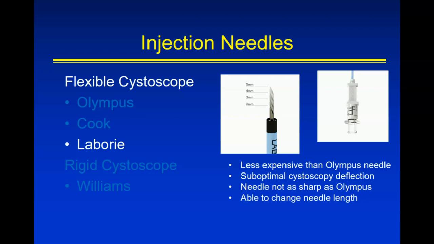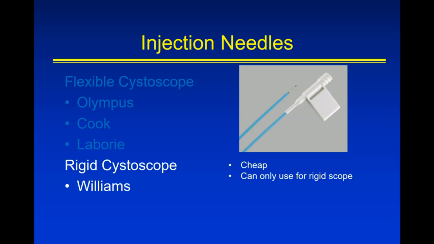My issue with the Labry needle is that it's harder to deflect your scope. So if you really want to get out wide with the flexible scope, you have a little bit less flexibility with that. And this is the Williams needle, which is a disposable needle for a rigid scope. Some of you may have just the rigid needle that came with the scope, whatever works, that's fine. That's certainly very cheap.